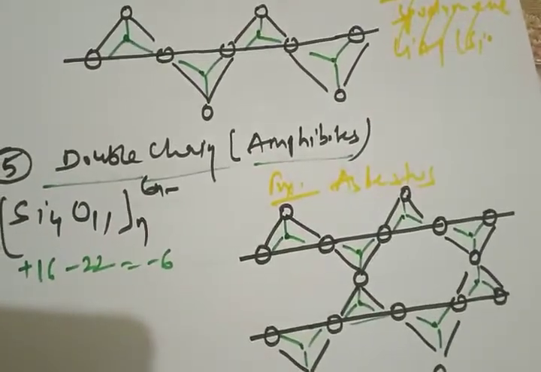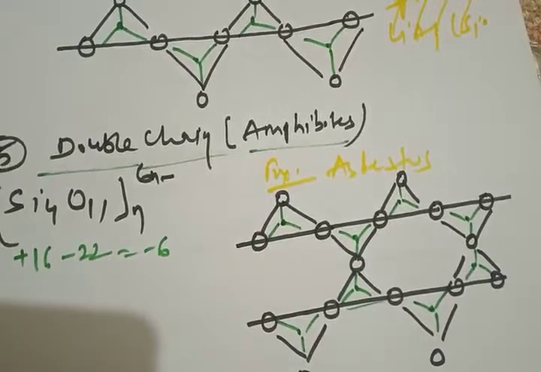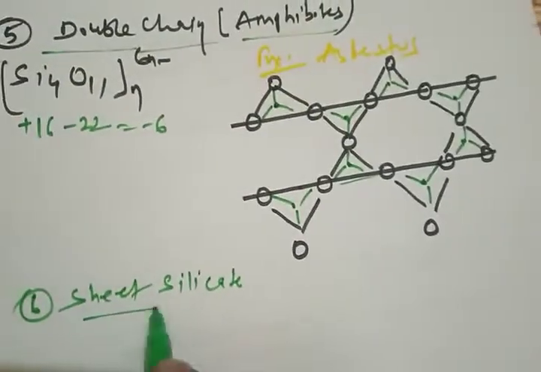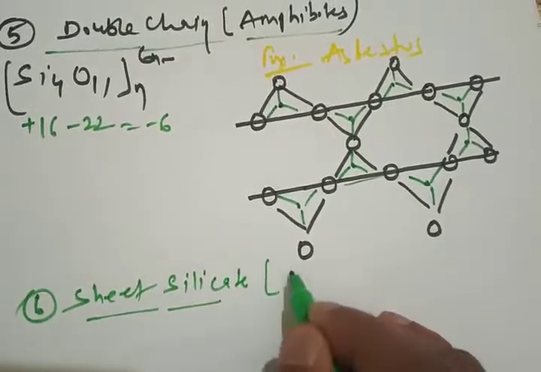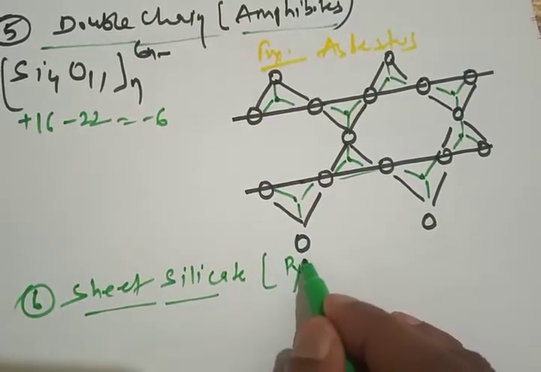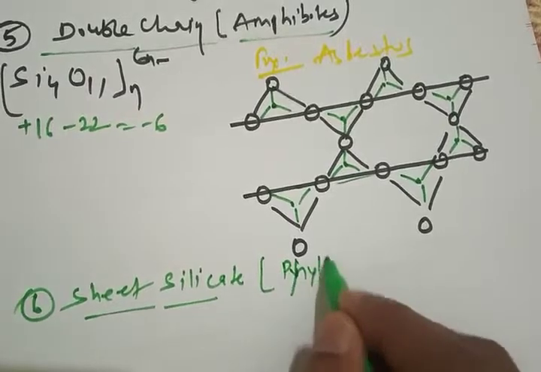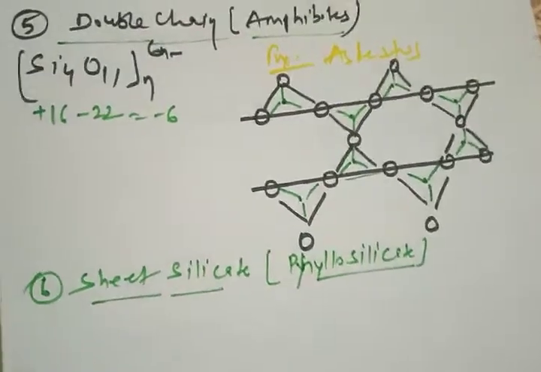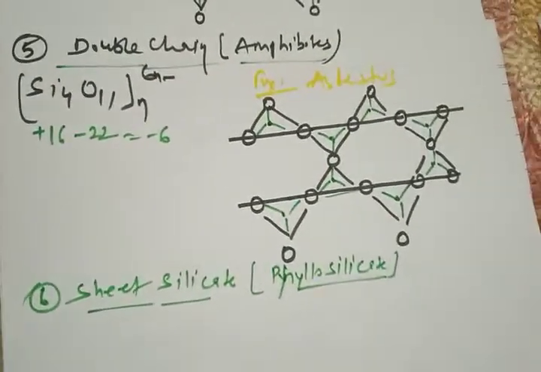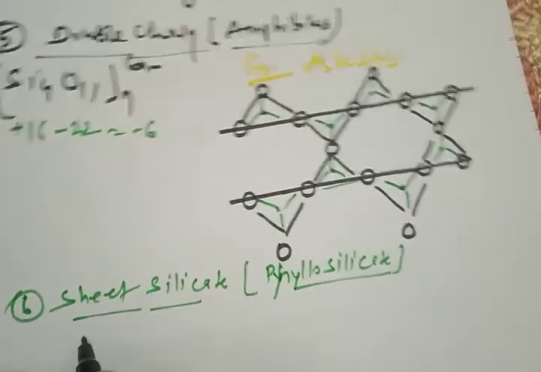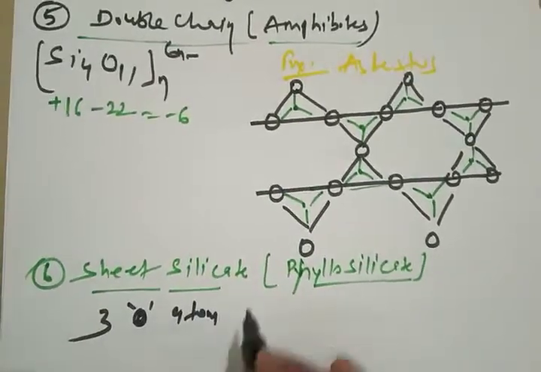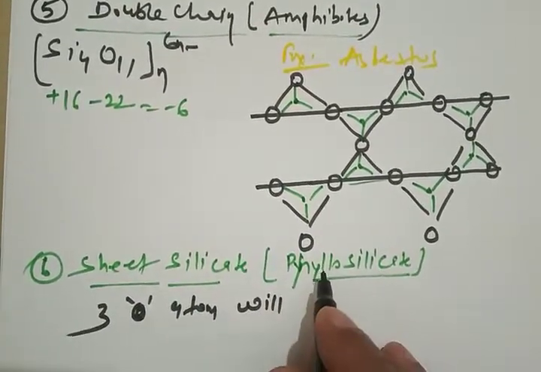Okay, then we move to the sixth one, and that is the sheet silicate. The sixth one is the sheet silicate. Another name for sheet silicate is phyllosilicate. So here what will happen? Here 3 oxygen atoms will be shared.